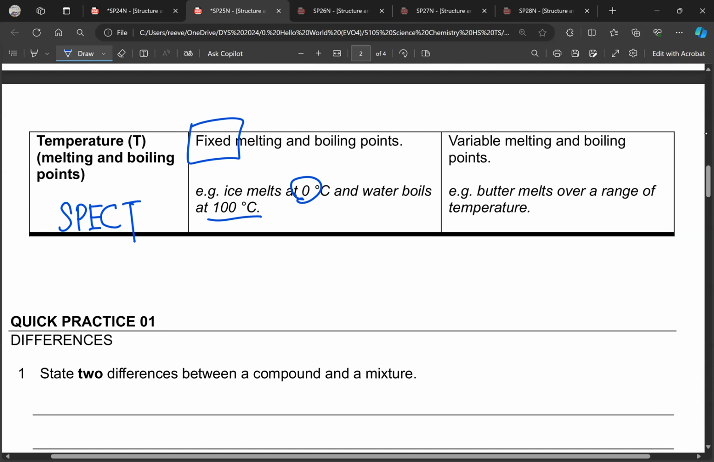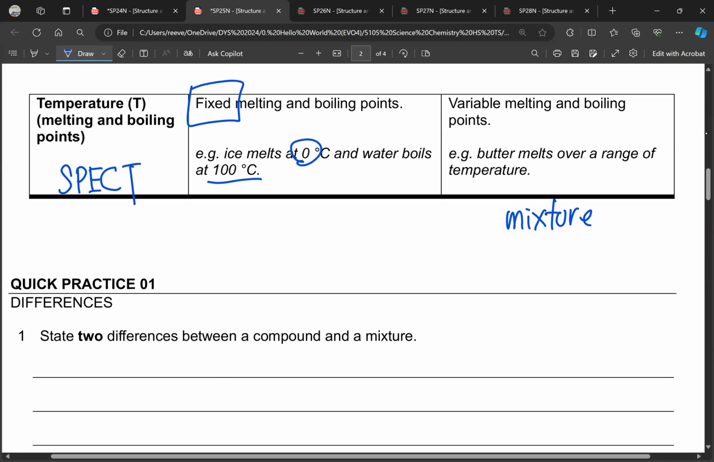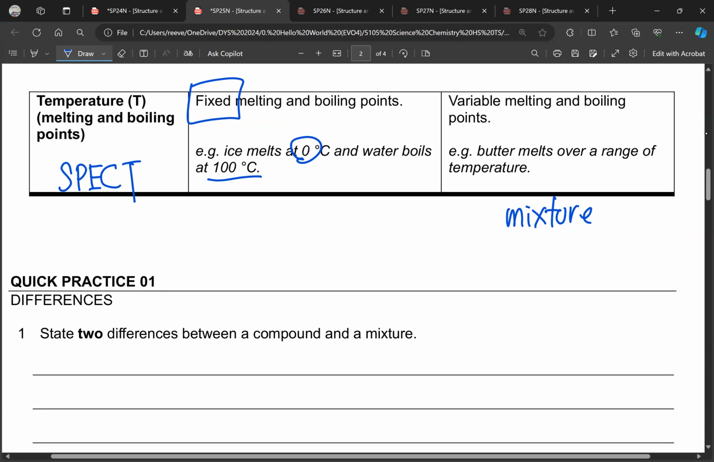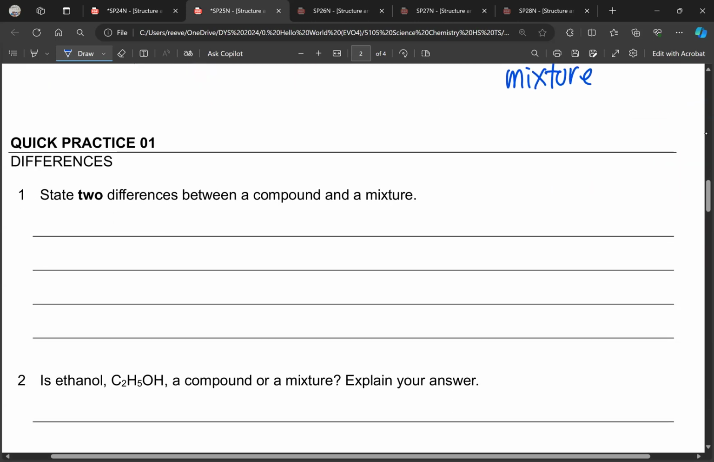Can't change it. But if it's a mixture, then sorry, it is not fixed. Very simple. Like you put more sugar inside Coca-Cola, then the melting point goes up. You put very little sugar, then the melting point will be lower. So it depends, it varies. Okay, there's no fixed melting or boiling point. Okay? Stay tuned.